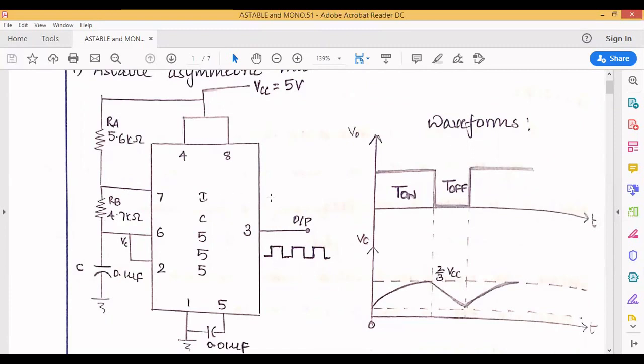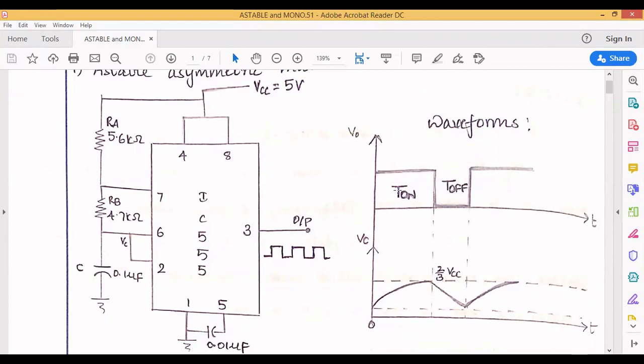The output is taken across pin number 3, and this VC is taken across pin 6 or pin 2. So this is the charging and discharging, charging and discharging. As you can observe here, I'm taking T on greater than T off, because here it is long, the time taken is more, when compared to T off, which is less.